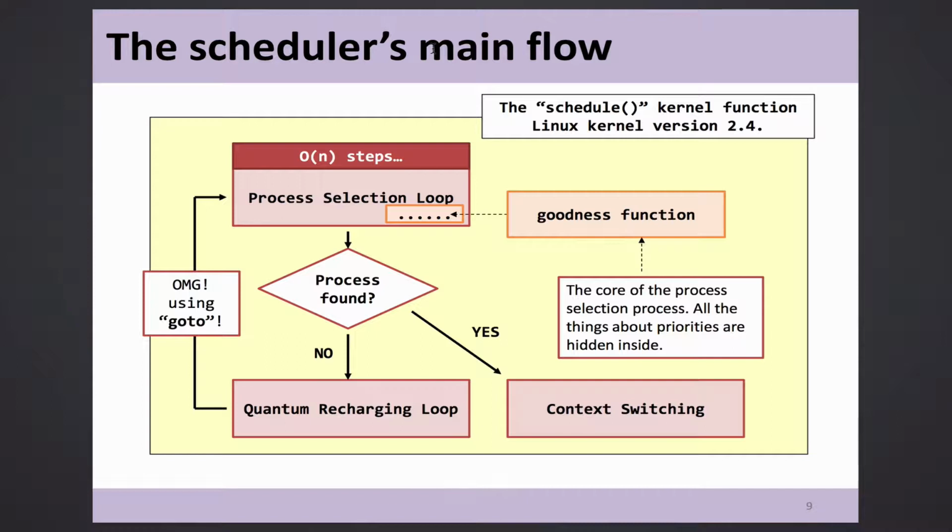Why? Because all processes have used up their quantum. So there is another big O(n) loop to recharge every process. After we recharge every process, because the kernel needs to run something very quickly, it goes back to the selection loop using goto. After going back, it will finally find someone, because now all processes have quantum, so you can find how good a particular process is. Last, we go to context switching. So this is the basic design of the O(n) scheduler.